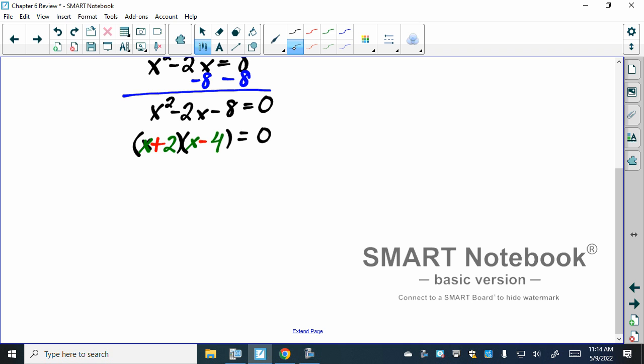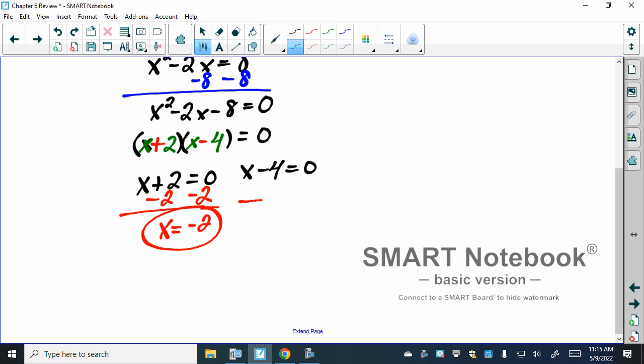Whenever we have two or more things multiplied together to equal 0, one of them has to be 0. For x plus 2 equals 0, we can subtract 2 from both sides, telling us x is equal to negative 2. For the other one, we can add 4 to both sides, telling us x is equal to 4.